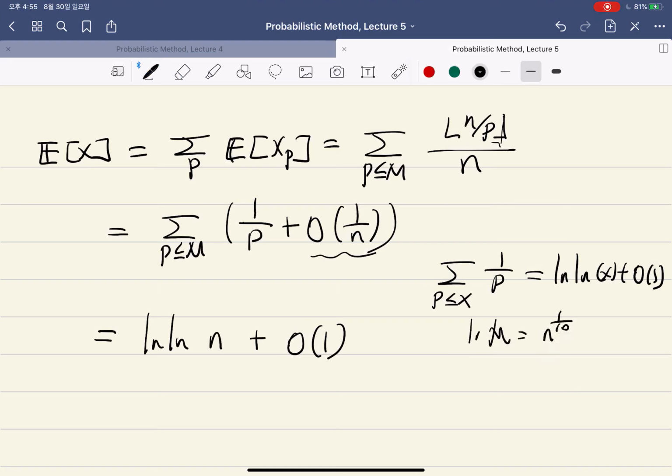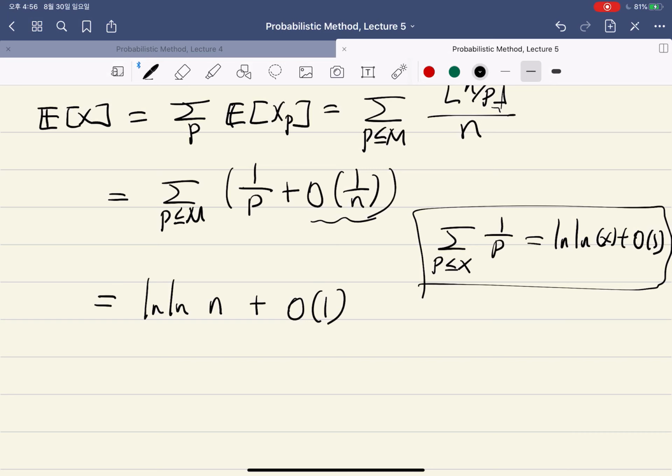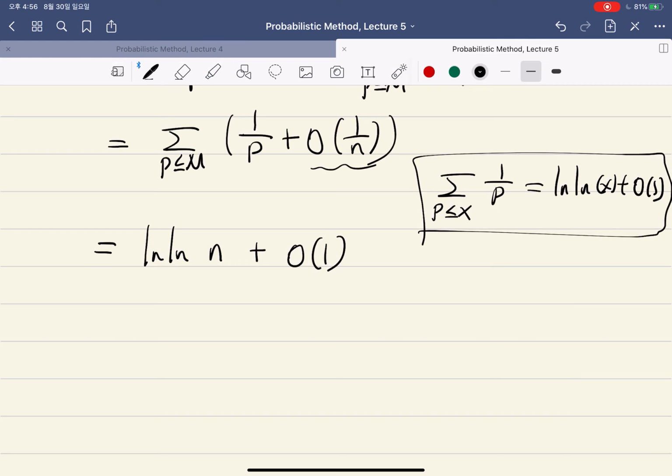And then because m and n are just this, if you take a logarithm once, then you get this, and if you take the logarithm again, then this is log n plus log 1 over 10, which is just constant, so it's absorbed here. So this is a known fact that I will just use. So we now have this estimation on the expectation.